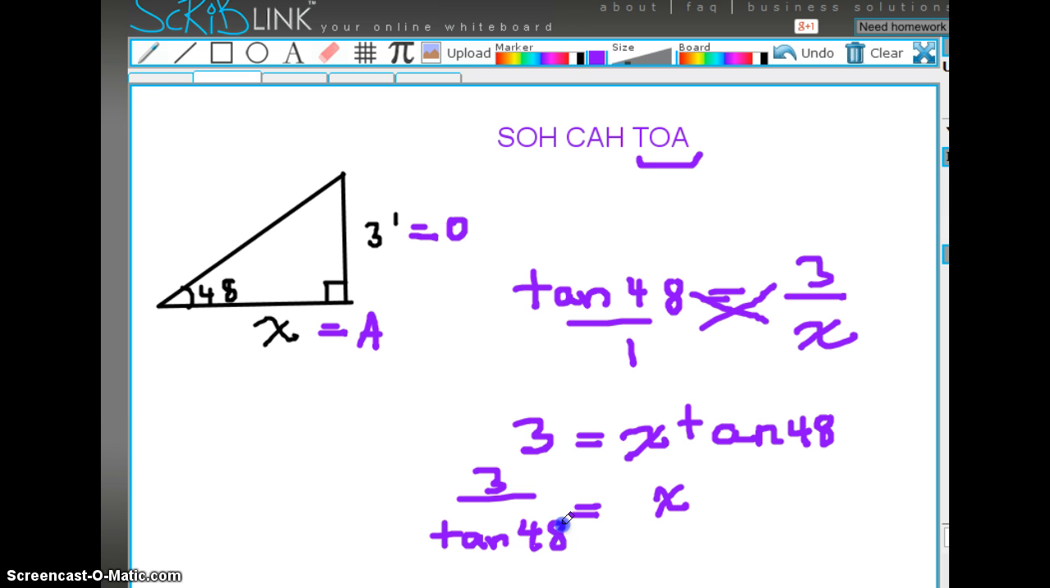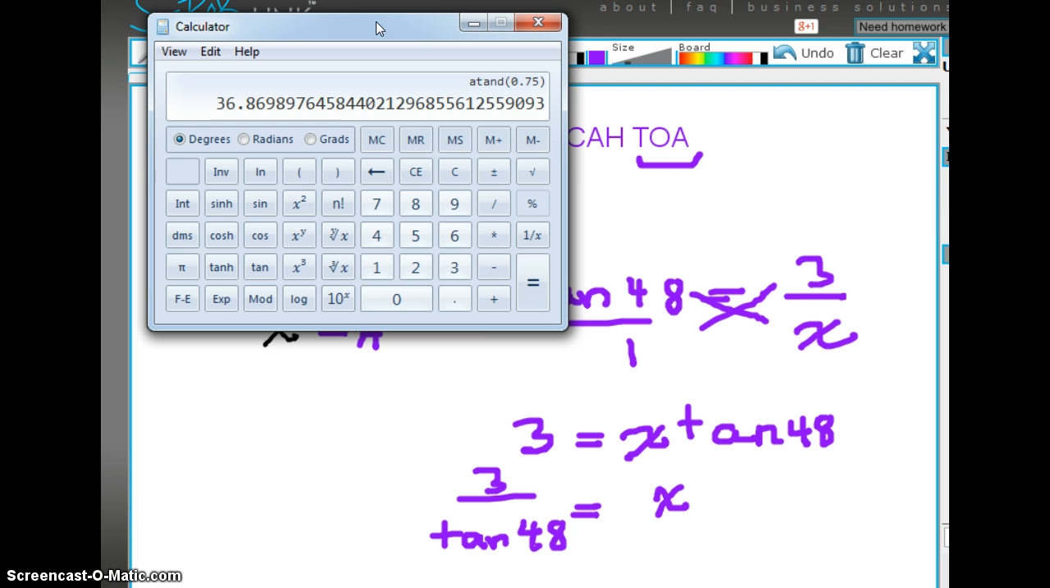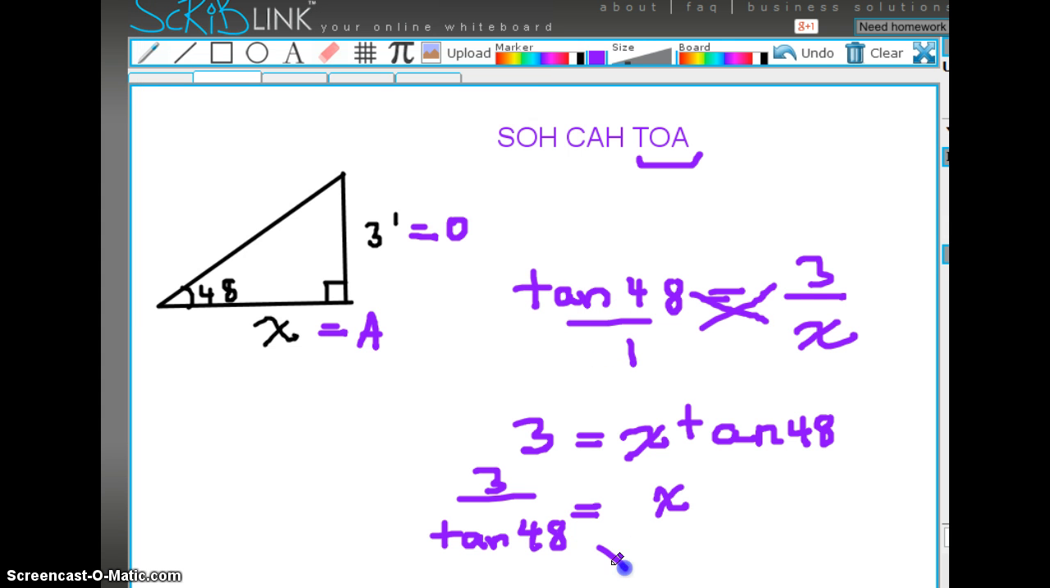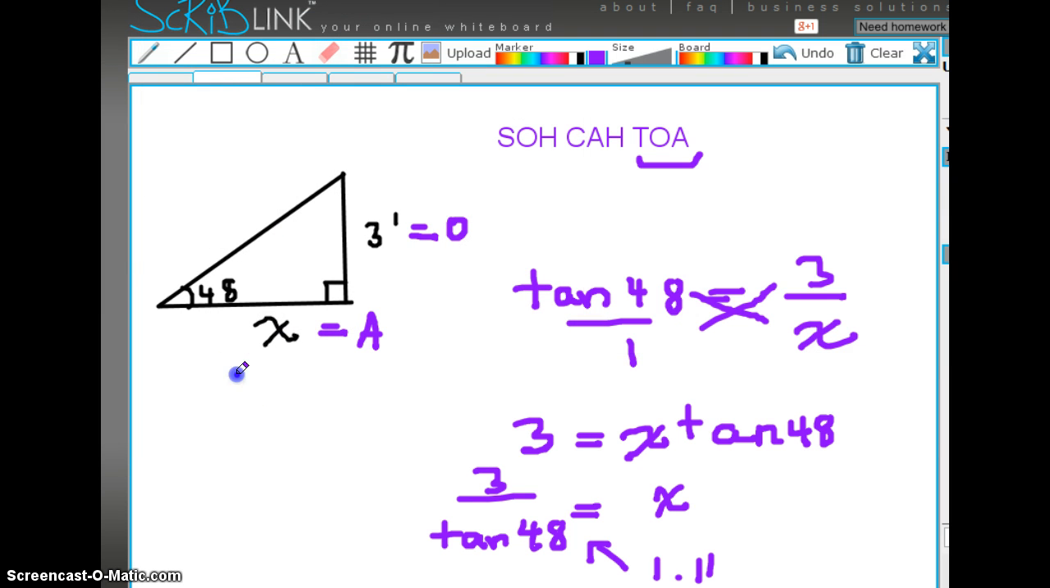So I'm going to take my calculator, and to solve this I'm going to first find the tangent of 48. I write down 48, and I just hit the tan button, and it's 1.11. So I'm just going to put an arrow and say this is 1.11. So 3 divided by 1.11 will give you my answer, which is 2.7 feet. And now let's try the next example.